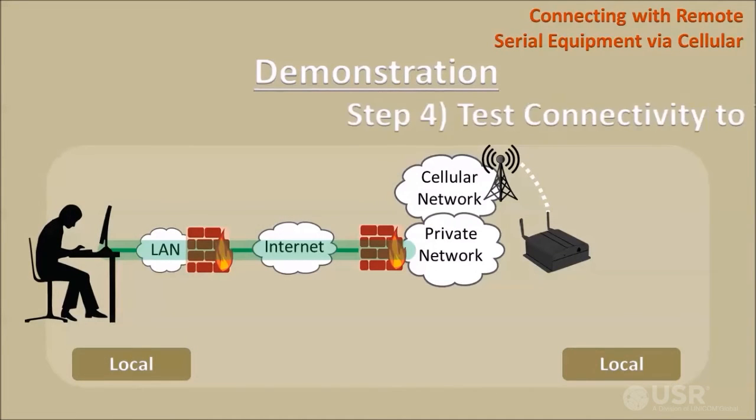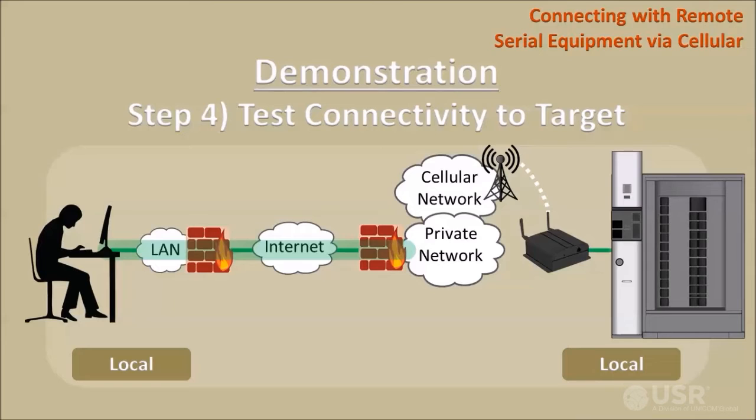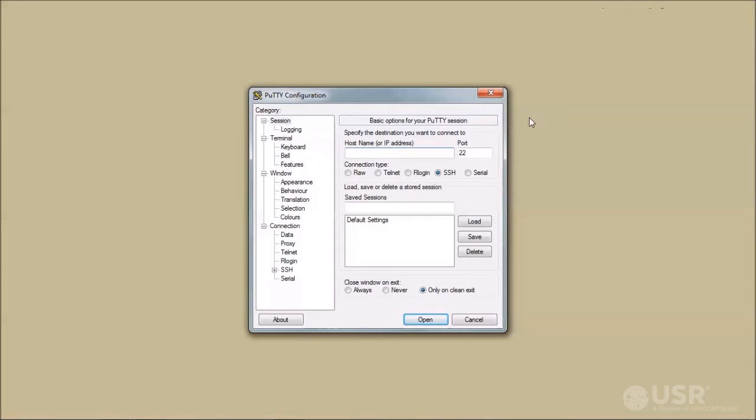Finally, I can test connectivity to the target equipment. I'll connect the gateway to the target equipment using the cables and adapters I chose in Step 1. Now I'll launch PuTTY. I'll select a raw connection and enter the cellular gateway's IP address and destination port number. And open.